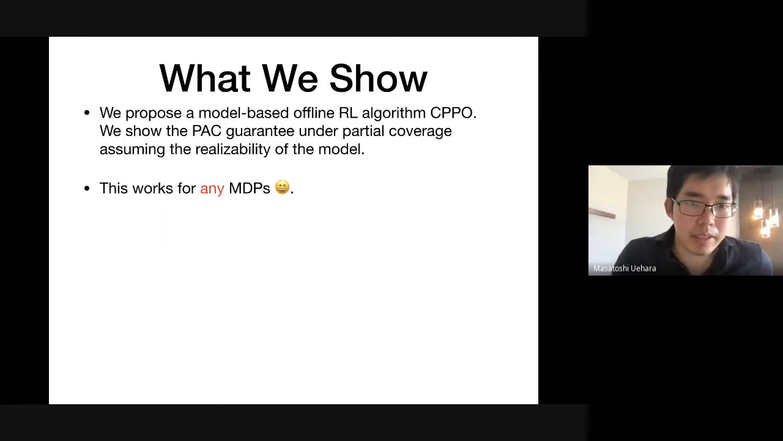So I'm going to explain what we will show in this talk. In our paper, we propose a model-based offline RL algorithm called CPPO, and then we show the PAC guarantee under partial coverage, assuming the realizability of the model. Notably, this works for any MDPs, so it basically allows any function approximation.